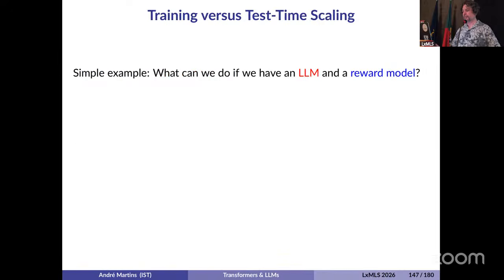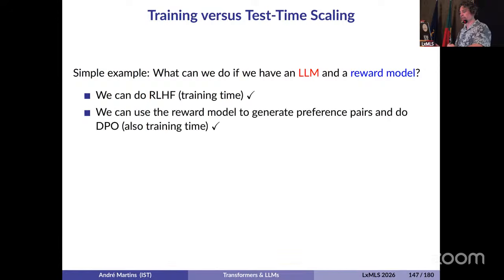But before getting into details, let me start by asking this question. Let's suppose that you have an LLM that is good quality and you have a reward model. What can we do with that? We already saw some examples. We saw that we can do RLHF. We can take the reward model, do reinforcement learning, and this is going to encourage the model to maximize the rewards, and improve the LLM as a consequence. But this is being done at fine-tuning time. The other thing we can do, I didn't talk much about that, is to do DPO.